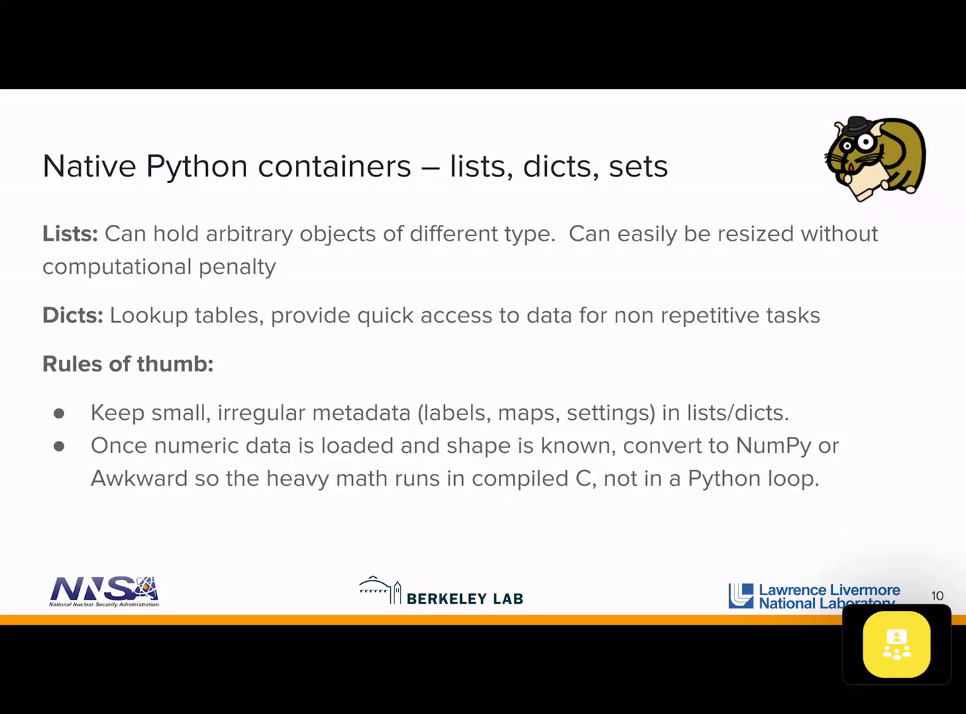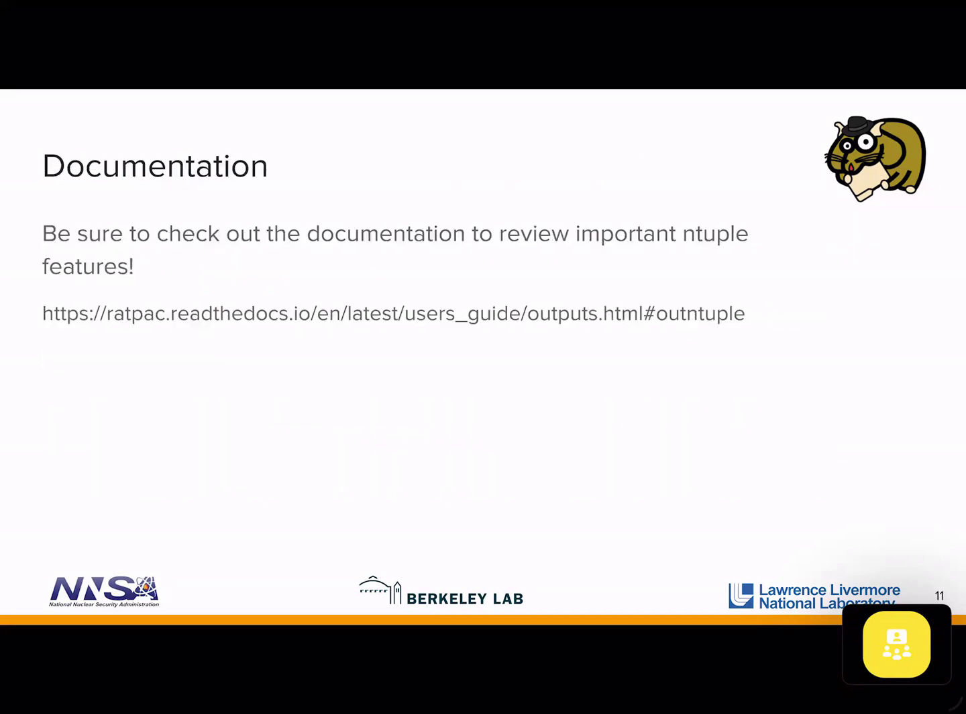So, these rules aren't strict, and it requires a bit of practice to understand what data fits in the best container. But the rule of thumb here is to keep small, irregular data in lists and dictionaries. And if you are loading data and you don't know the shape, you can put it in a list at first. But once you start performing actual calculations and you know what the shape is, freeze it in place and then pass it to one of these other structures so that it runs in something that's closer to compiled C rather than arbitrary Python.